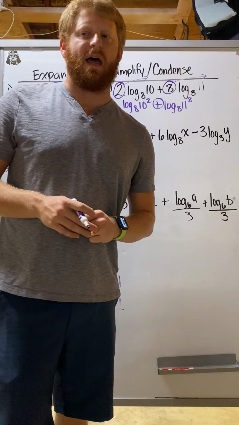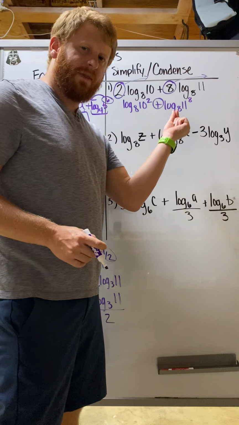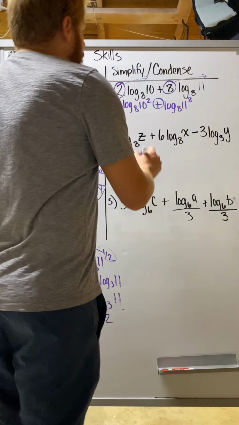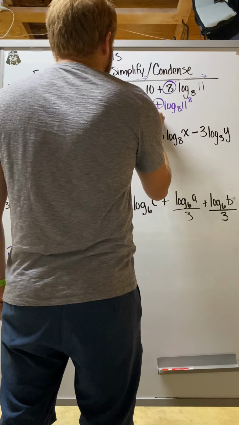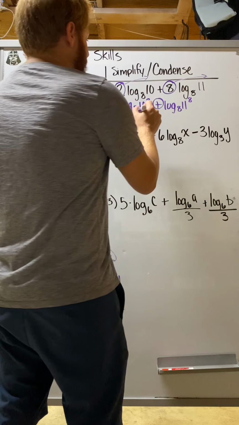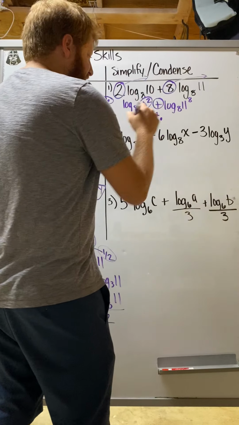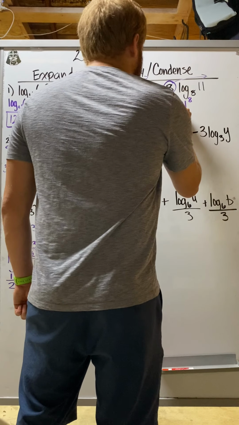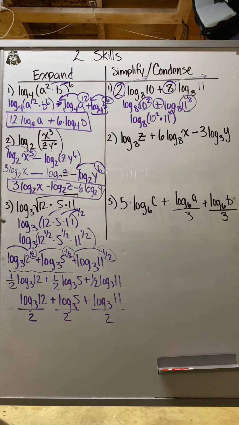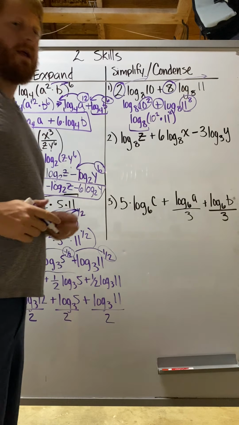What property is that? The first one we looked at. These logs can go back together as long as we multiply their arguments. So check this out. Now we're going to put this back into a single log with a base of 8 and one big giant argument that has 10 squared times, because we had addition between our logs, 11 to the 8.